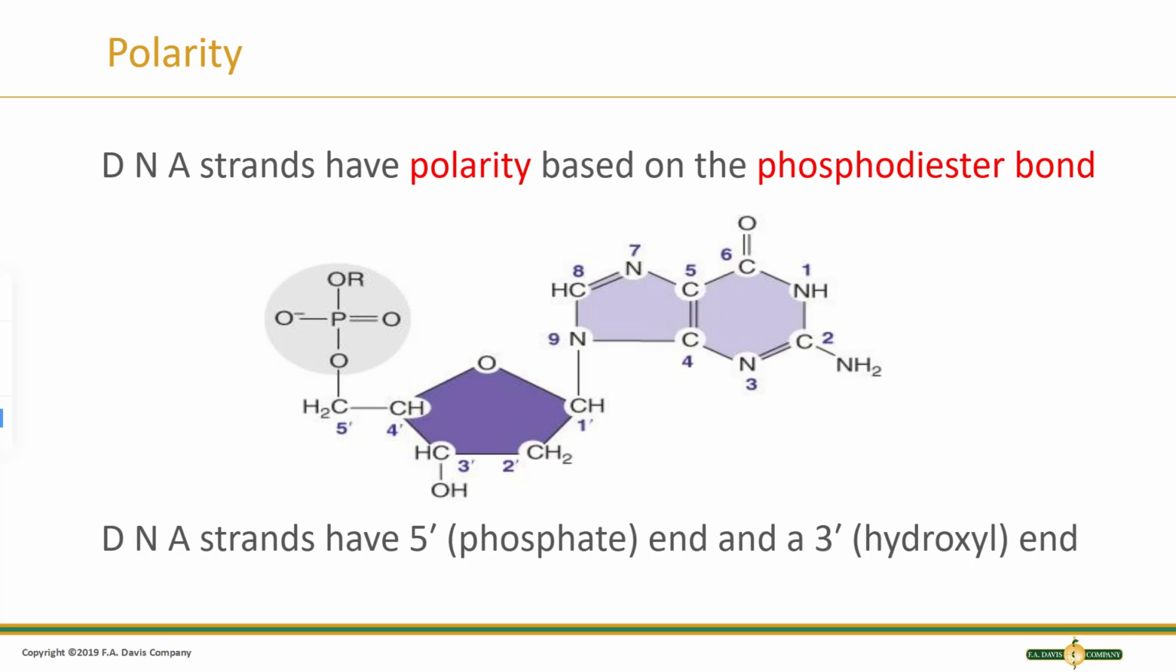Polarity. So DNA strands have polarity based on the phosphodiester bond. DNA strands have a 5' phosphate end and a 3' hydroxyl end. So here is the 5' end, and here is the 3' end. Now, when a new base were to be added here, it would come in this direction, and the 5' end would be added in here, and the 3' end would be down on that end.